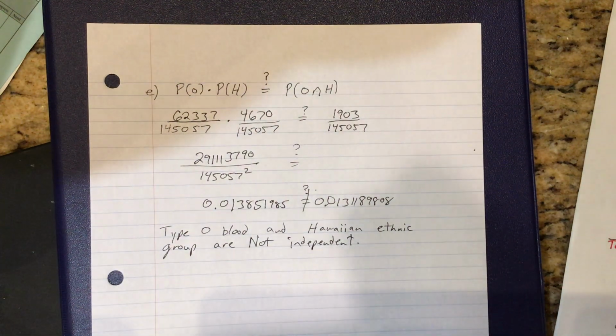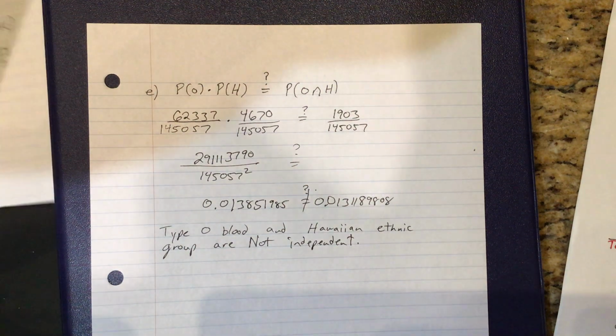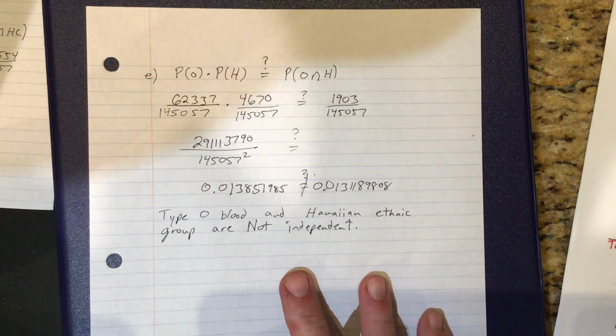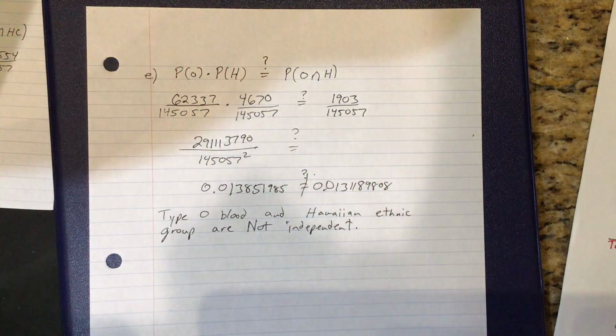Okay, and you could have checked it either of the other ways. You could have checked, does the probability of O equal the probability of O given Hawaiian, or does the probability of Hawaiian equal the probability of Hawaiian given O? And again, you would have failed both of those checks as well, because if you fail one check of independence, you'll fail them all. If you pass one check of independence, you will pass them all. Okay, hopefully that makes sense.